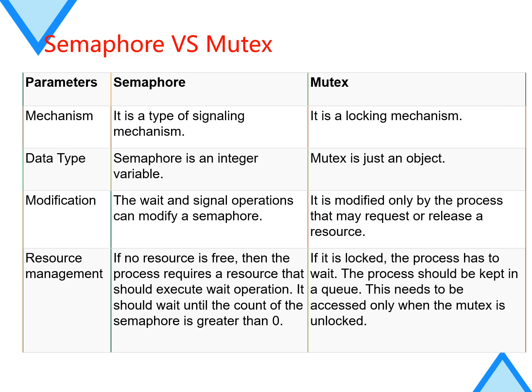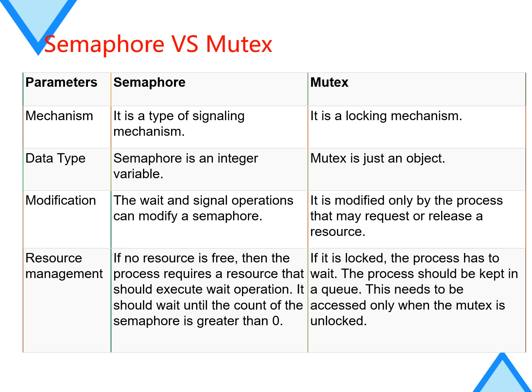Modification: the wait and signal operations can modify a semaphore. The waiting operation and the signal operation can modify the state of the semaphore, while the state of the mutex is modified only by the process that requests or releases a resource. If they want to release some resources, the lock will be released. If they want to acquire some resources and the shared resource is available, the lock will be provided to the thread or the process.